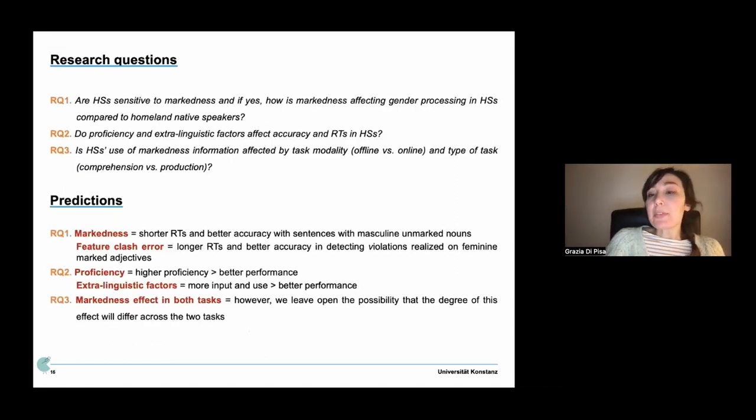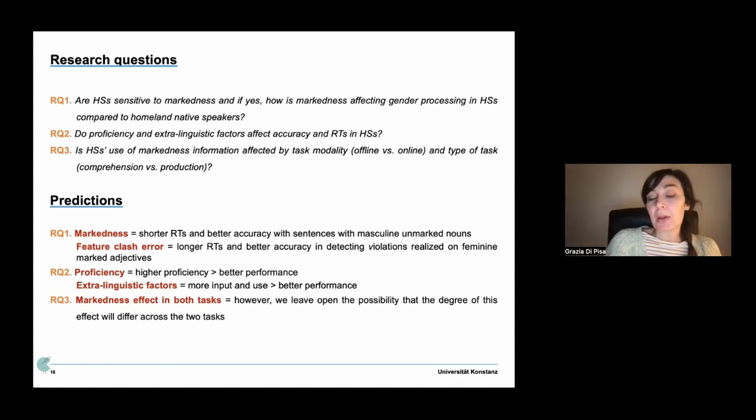So these are the research questions. Are heritage speakers sensitive to markedness at all? And if yes, how is markedness affecting gender processing in heritage speakers compared to homeland native speakers? Do proficiency and extralinguistic factors affect accuracy and reading times in heritage speakers? And finally, is heritage speakers' use of markedness information affected by task modality and type of task, so comprehension versus production?